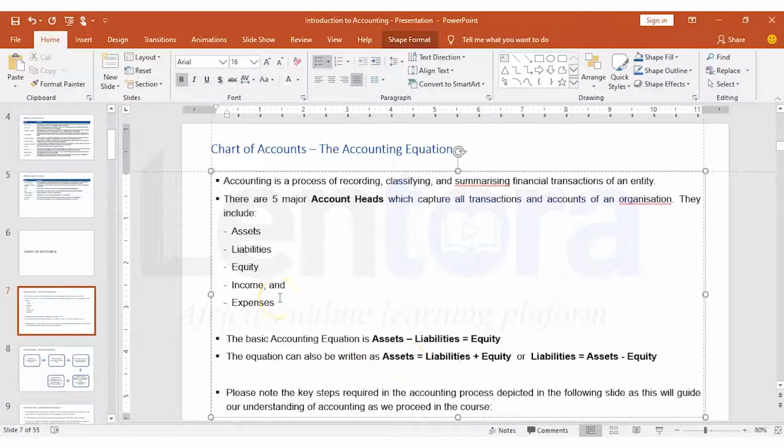Now, income and expenses are not included in this equation, although they could be, because the net of income and expenses flows into equity, right? Equity is more like interest in the company. So if you have income and you minus expenses, what you have left is more like a gain. That gain flows into equity. You will get to see all this as we move along. But keep in mind that this equation guides accounting in general, and the account heads are responsible for the accounting equation.